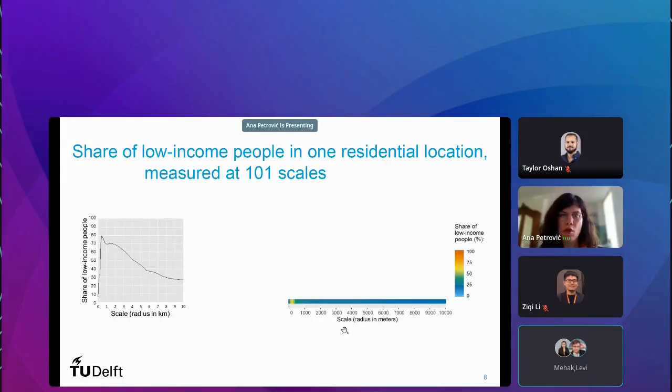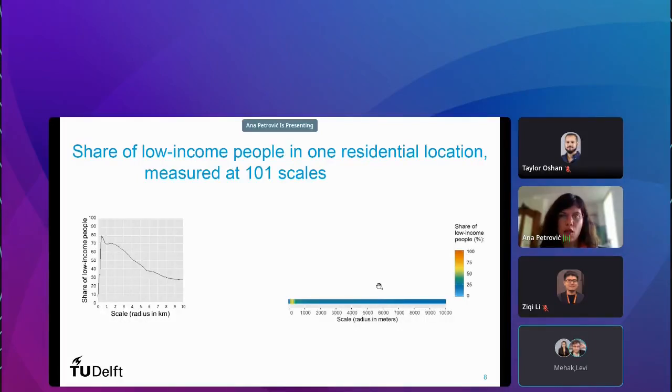So we represent this neighborhood using color, where yellow and red specifically represent the higher share of low-income people, and this line is basically the changing value of exposure to low-income people over scale for one specific neighborhood in one specific year.